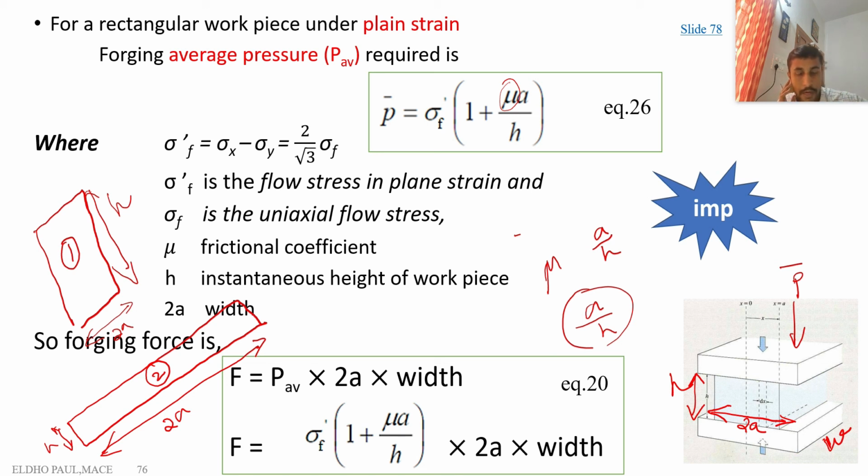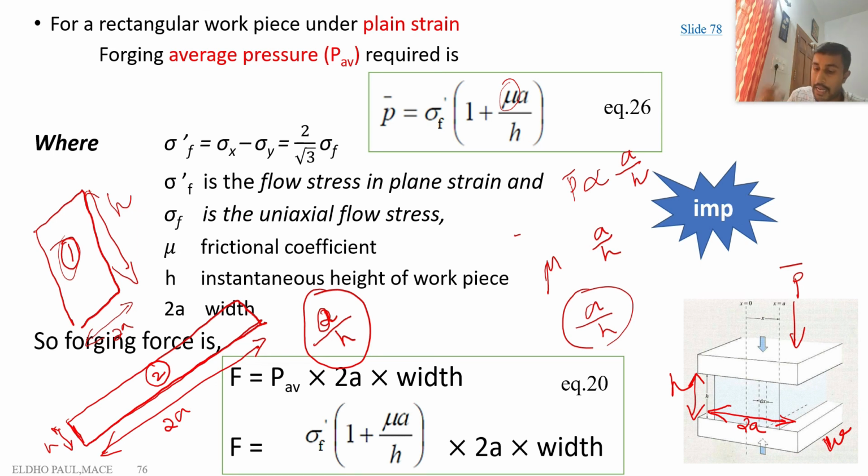Workpiece 2, because workpiece 2 has higher A by H ratio. See this, the A value is very high compared to H. So the A by H ratio is very high for workpiece 2 compared to workpiece 1. So with respect to A by H ratio, pressure is proportional.